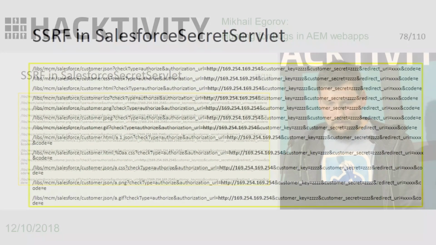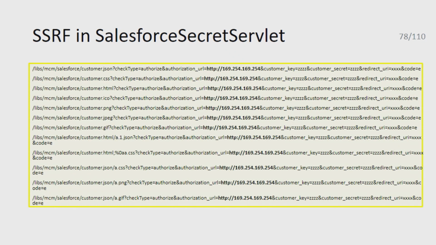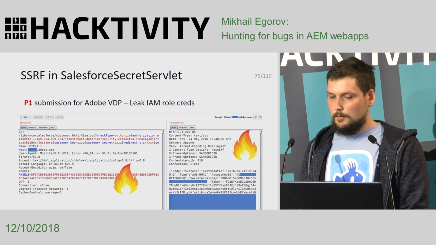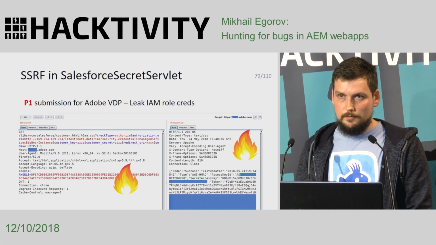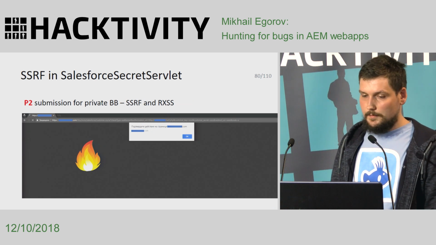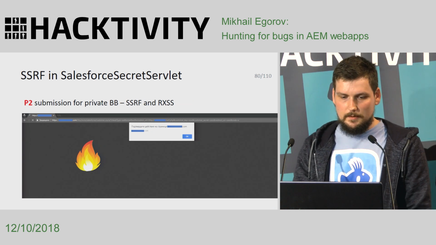This is how we can access the vulnerable Salesforce secret servlet. And some real examples. I found a subdomain on adobe.com with AEM deployed in AWS. This AEM had a vulnerable Salesforce secret servlet, and I was able to leak IAM role credentials. This is how you exploit this SSRF as reflected XSS.